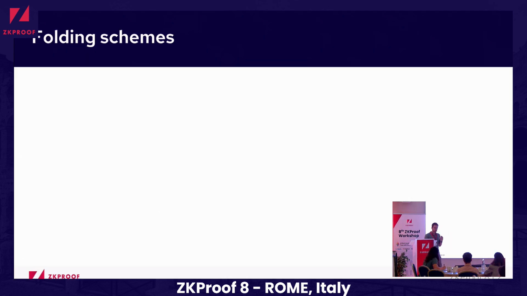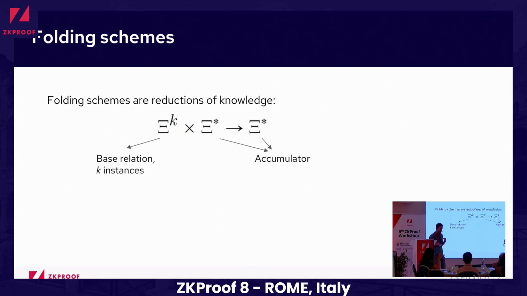So we just talked about folding schemes, so I will not make the introduction of folding schemes very long. Just to introduce some notation, which is kind of similar to what Michal was presenting. A folding scheme is essentially a reduction of knowledge. It's not a full SNARK. It's just a reduction. So what do we have? We have a base relation, which is the relation we have here on the left. We can have one instance of this base relation. We can have k instances, which is our case. We denote this by multifolding, and we're dealing with multiple instances.